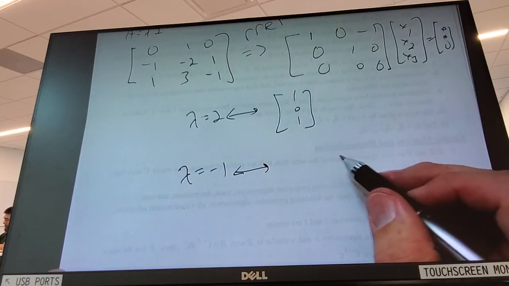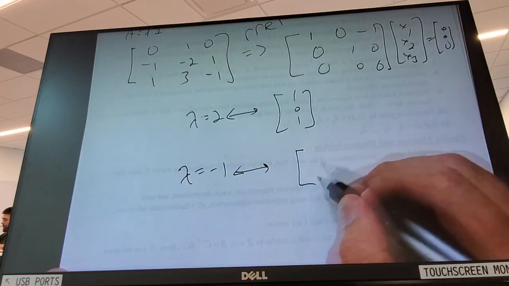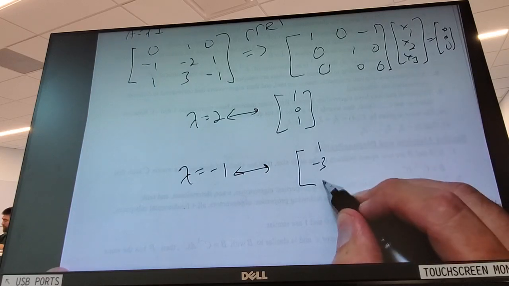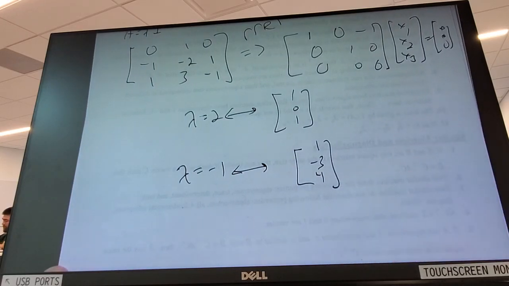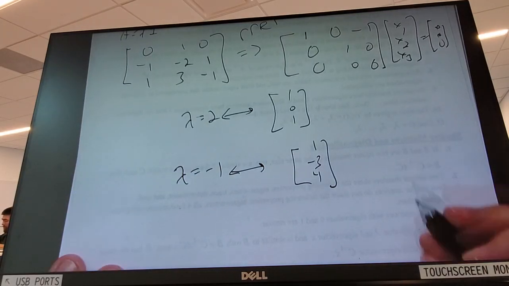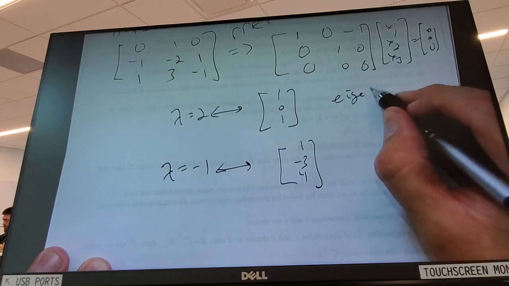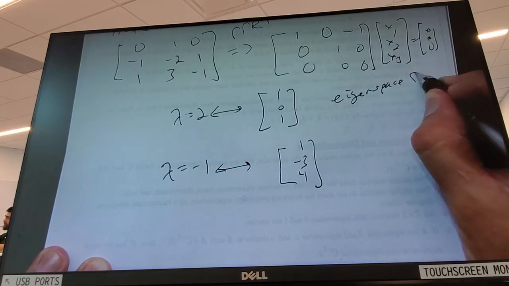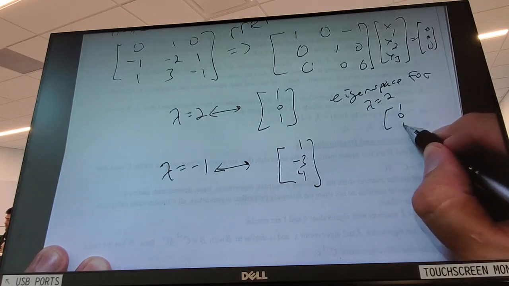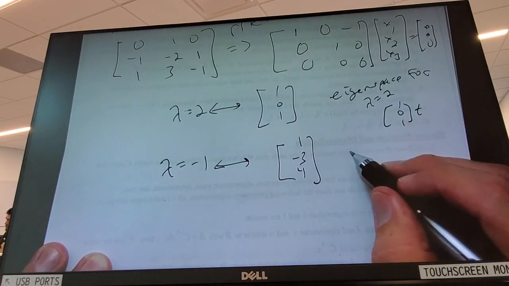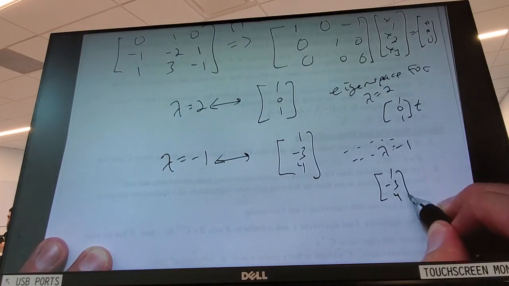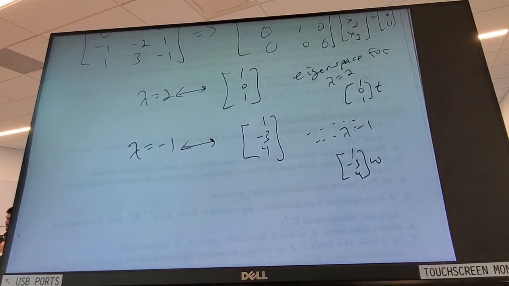This one, if you do all the work, oh my God. You end up with, here we go, I think you get this. You actually get like (1/4, -3/4, 1), but then you can kind of normalize it a bit. So the eigenspace for lambda equals 2 is (1, 0, 1) times t. And the eigenspace for lambda equals -1 is (1, -3/4) times w, or whatever multiple you want to use.